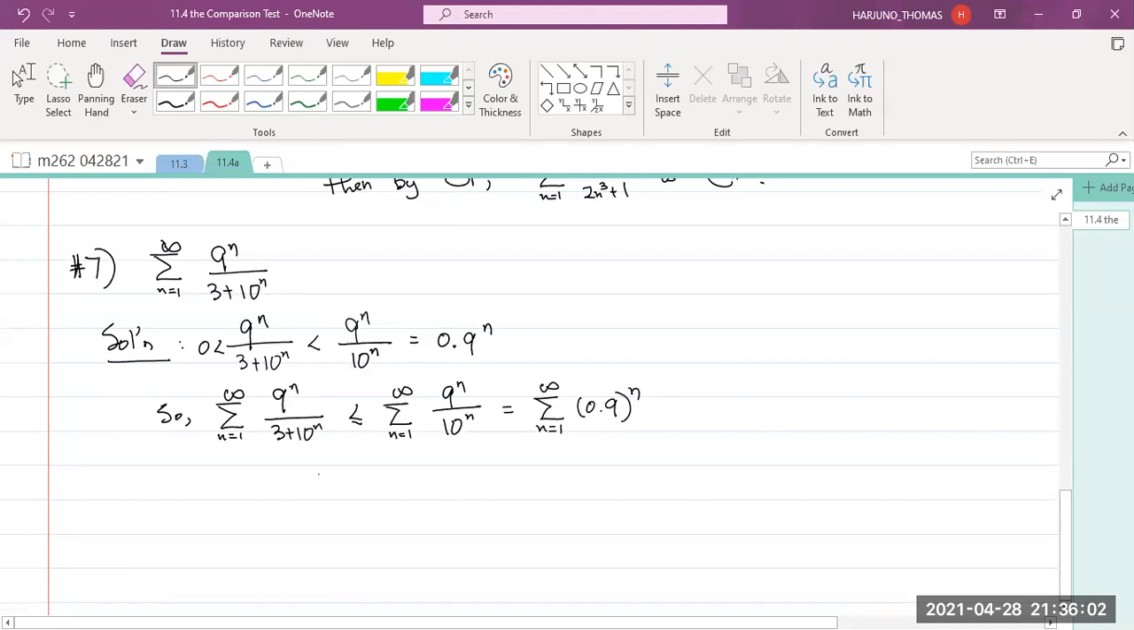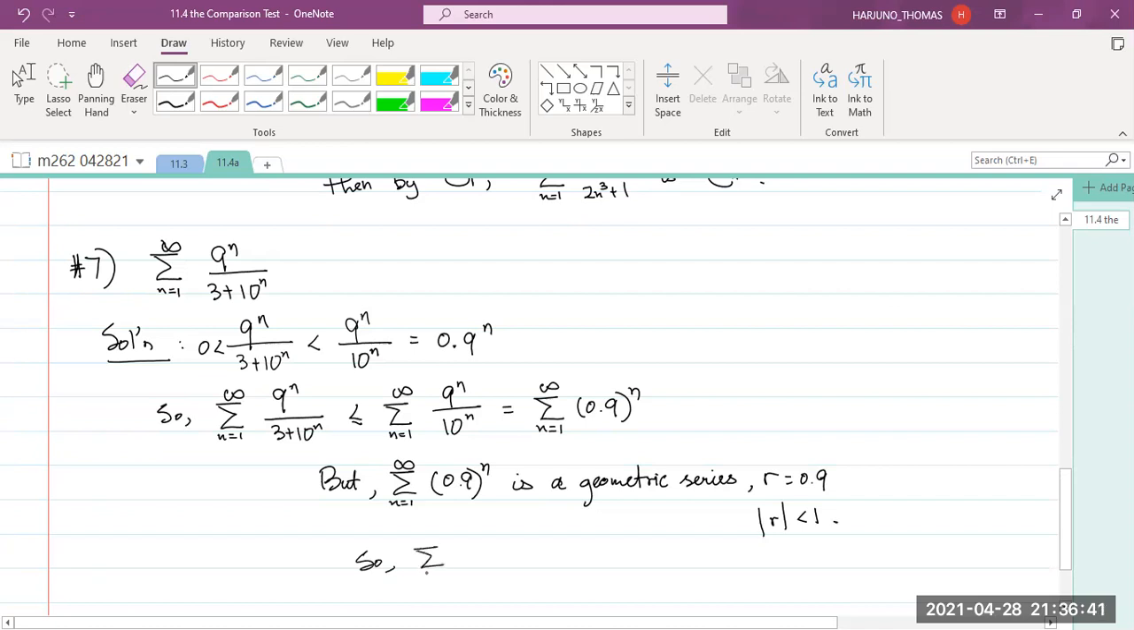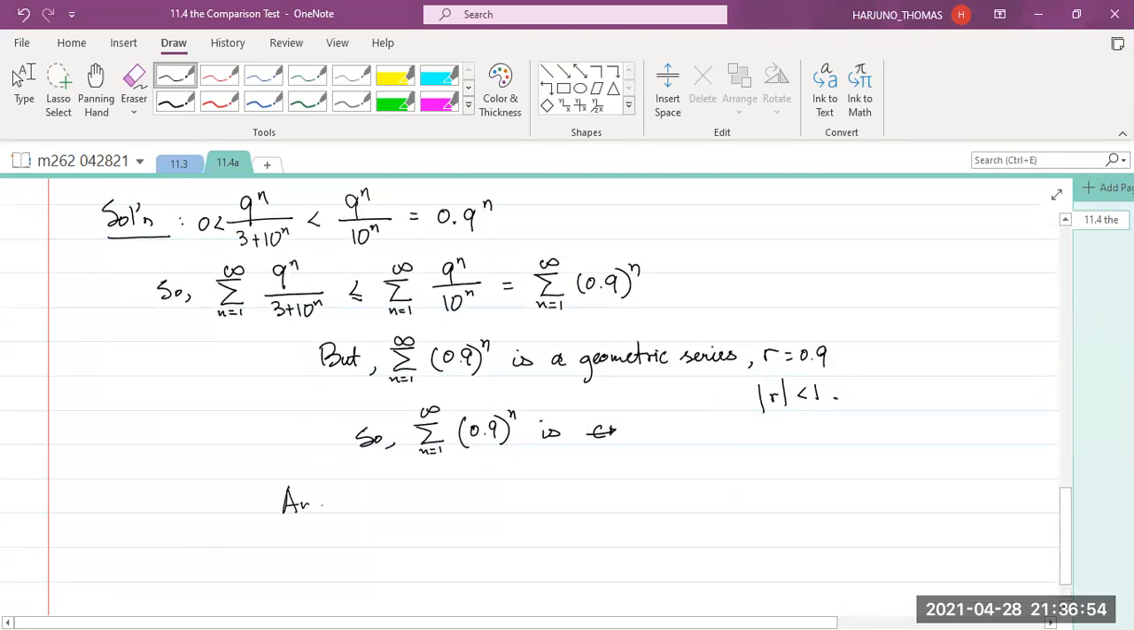Now, this last series, that's why we need to be explicit, is a geometric series with r equals 0.9. The magnitude of r is less than 1. So this series is convergent. Okay, and by the comparison theorem, the original series that we are dealing with is also convergent.